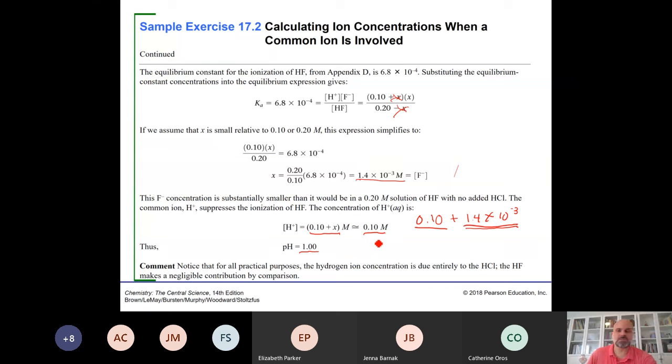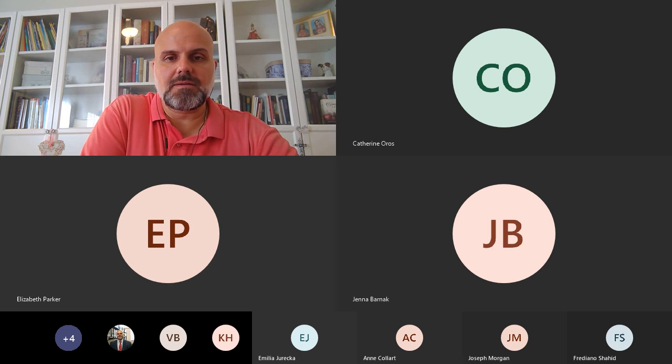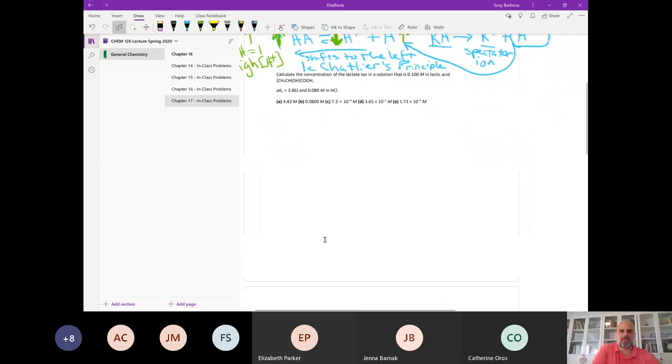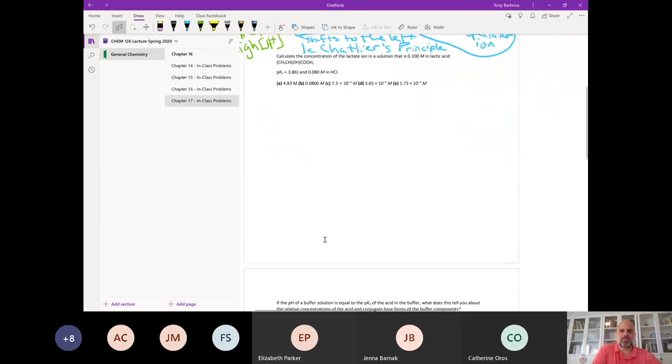Questions on that before we do a sample problem? If not, let's do the sample problem. All right. Here's the sample problem.